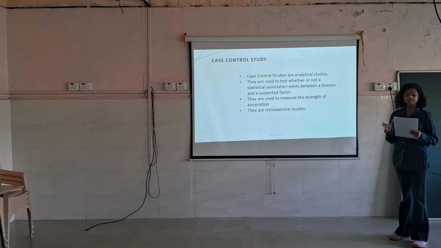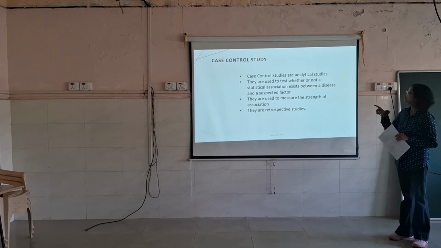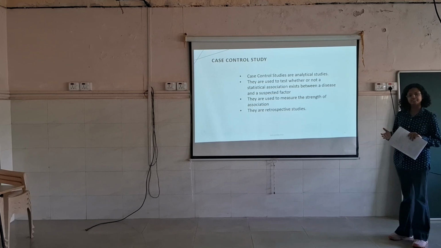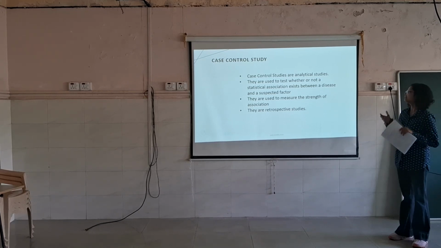Now case control studies are analytical studies. So they analyze the relationship between health status and indicators. They are used to test whether or not a statistical association exists between a disease and a suspected factor, and they are used to measure the strength of that association.